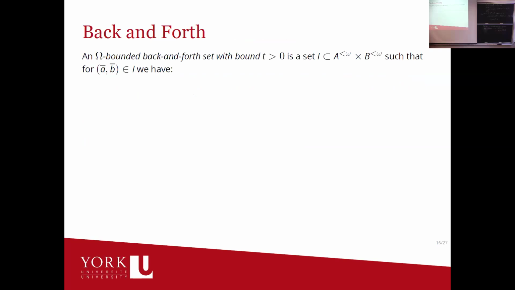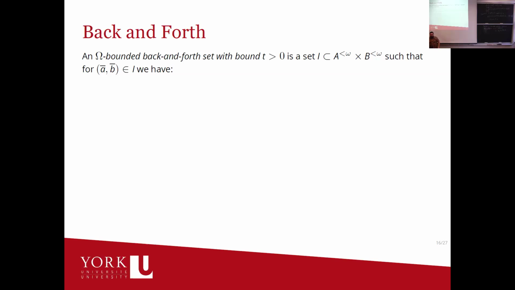Remember, omega here is a universal modulus of continuity. This is important. An omega-bounded back and forth set with bound t greater than 0. So there is a bound here that is going to be t. Think of it as the maximum amount of error that I'm going to tolerate throughout this process. So I'm going to build a back and forth sequence, and I'm required to allow some error.